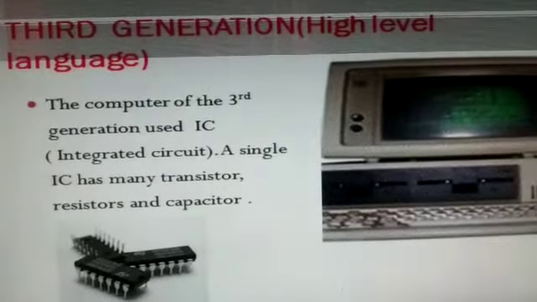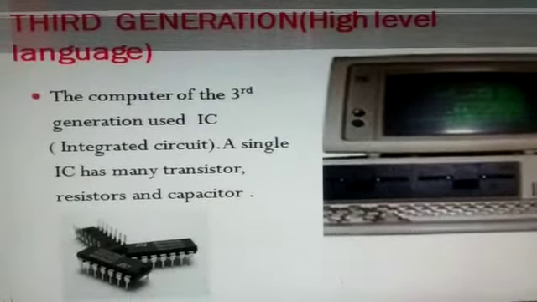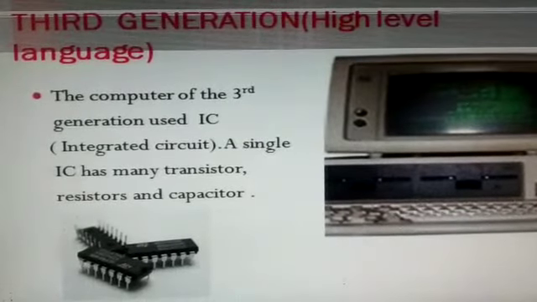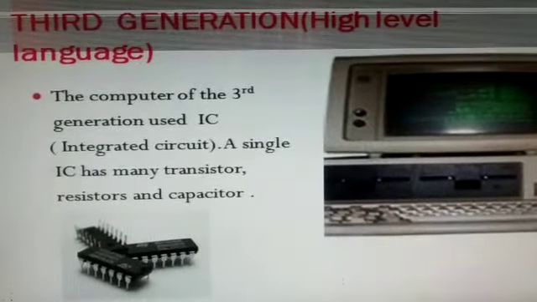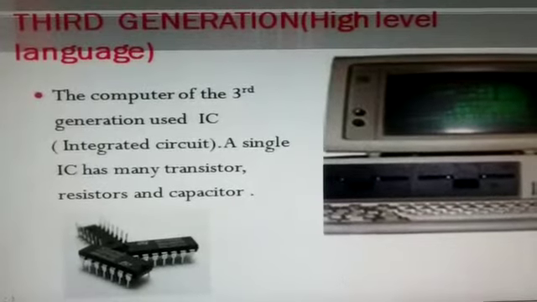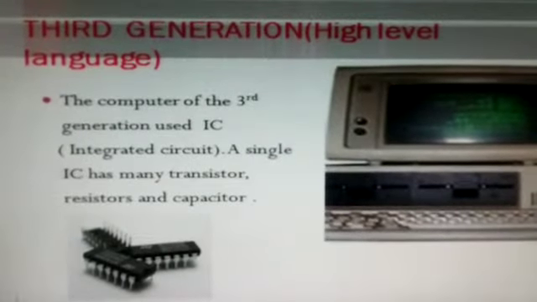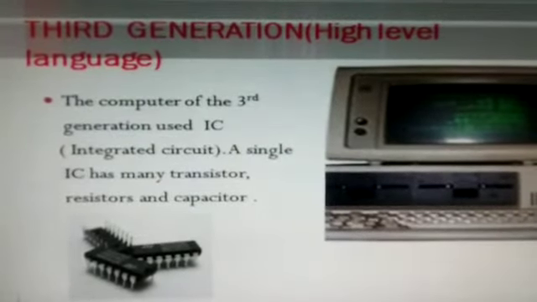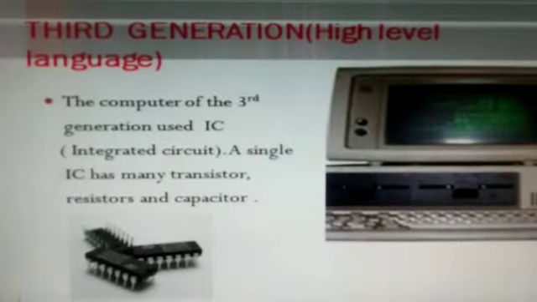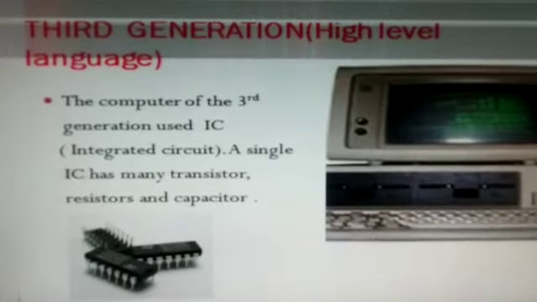The main features of the third generation are: first one, IC used; second, more reliable in comparison to the previous two generations. Previous two generations means first generation and second generation. It is smaller in size, generates less heat, and is faster than the first and second generation.